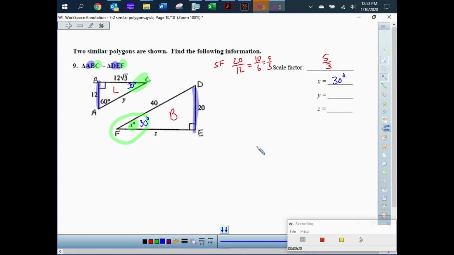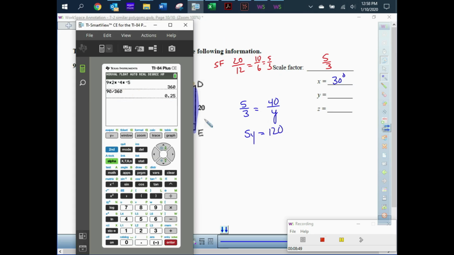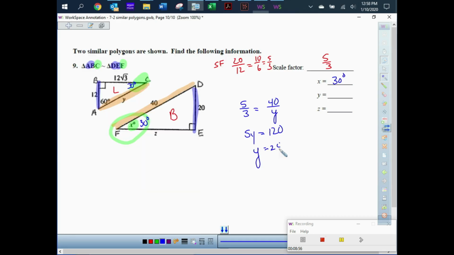So that was different. Then finding y. Y is the side length. Nice. He's the hypotenuse. He'll correspond with the other hypotenuse. So let's set up a proportion for that. Scale factor is 5/3, and that'll be 40 over y, big over little. Cross multiply, and then we'll punch that in. 120 divided by the 5. It's 24. So nice.